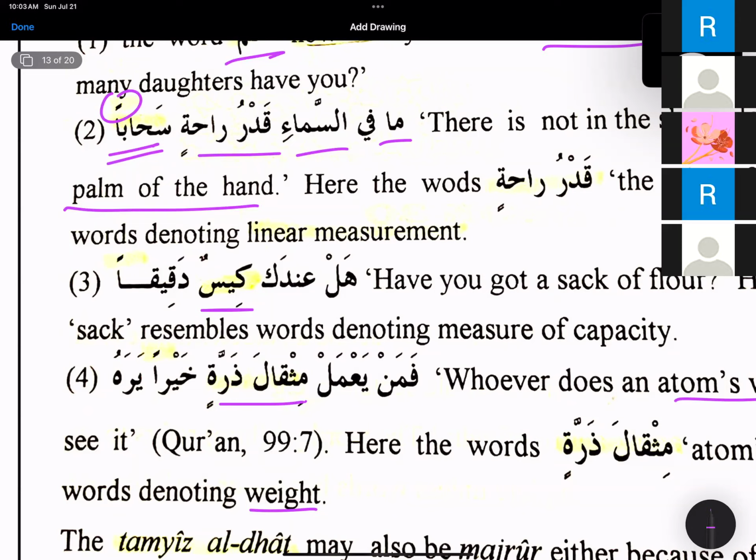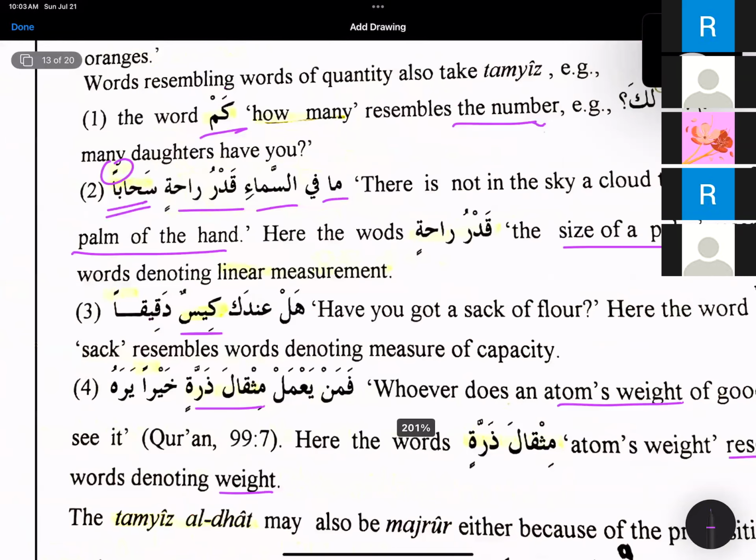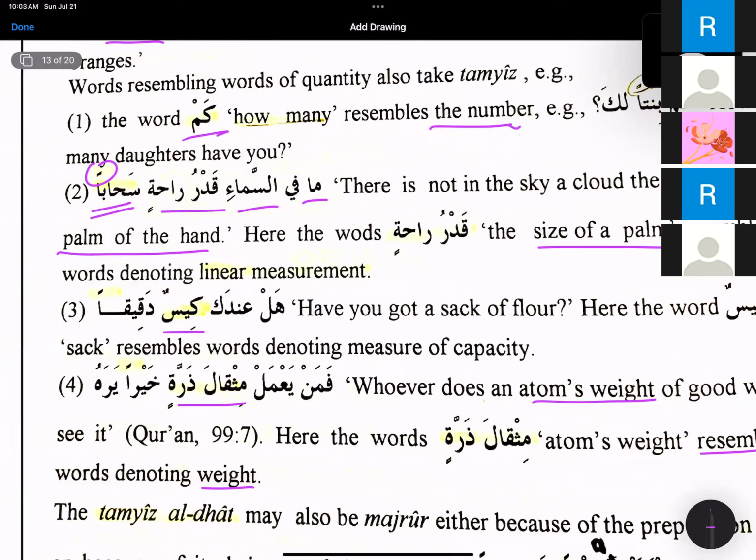Then in Quran Pak it says, فَمَنْ يَعْمَلْ مِثْقَالَ ذَرَّةٍ, right? So now, what is the translation? Whoever does an atom's weight. Now, atom's weight, is that a scale of measurement? No, right? But it resembles a scale, right? So that's why we need to bring tamiz after that, and khairan is the tamiz over here. So whoever does an atom's weight of goodness will see it. So this khairan is tamiz over here.